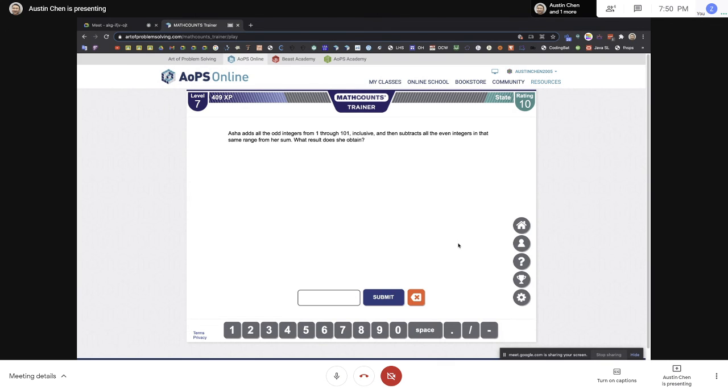Asha adds all the odd integers from 1 through 101 inclusive, and then subtracts all the even integers in that same range from her sum. What result does she obtain?